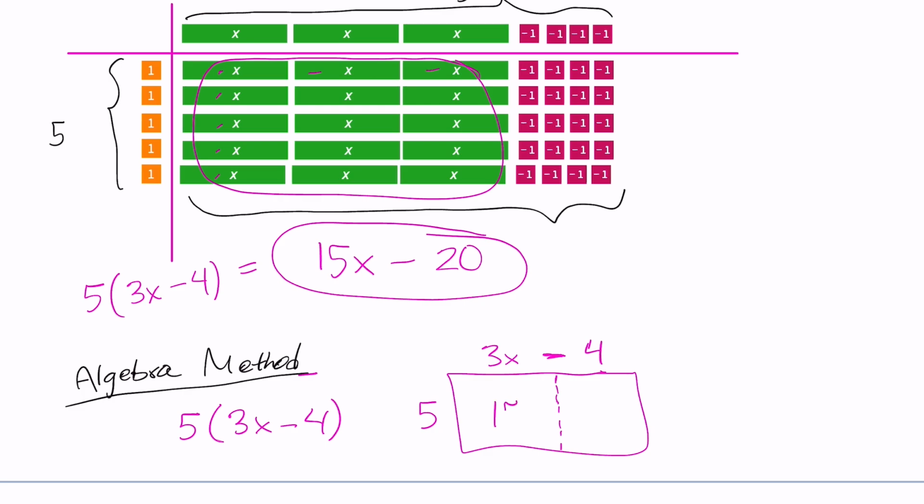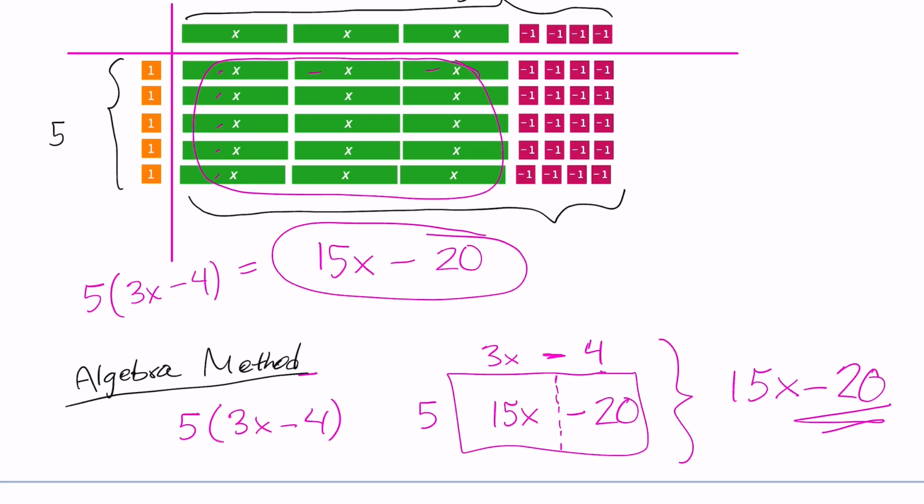So that gives me 15x. And then here I have 5 groups of negative 4. So that's going to give me negative 20. And so the answer right there, you can see inside, is 15x minus 20.